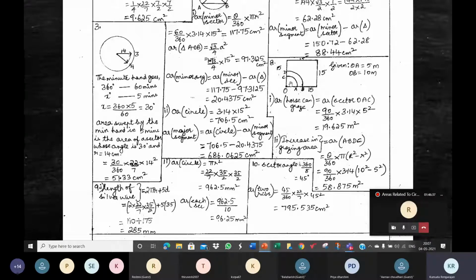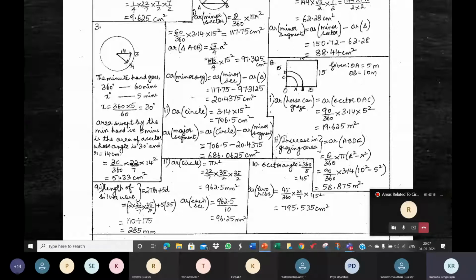Now the length of the rope is 10 meters. From the center O to the point B is 10 meters, and from the center O to the point D is 10 meters. So when the rope is completely stretched, it can trace this area. Again a sector. It can trace some extra area.